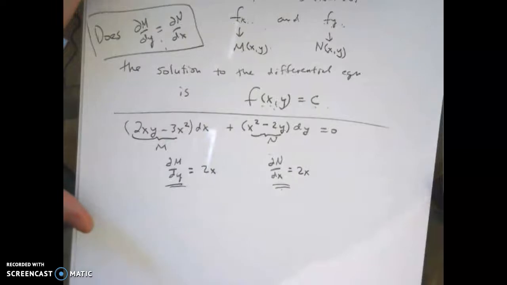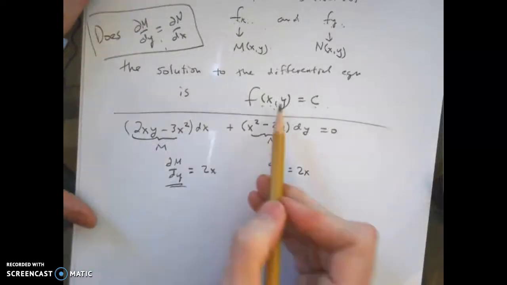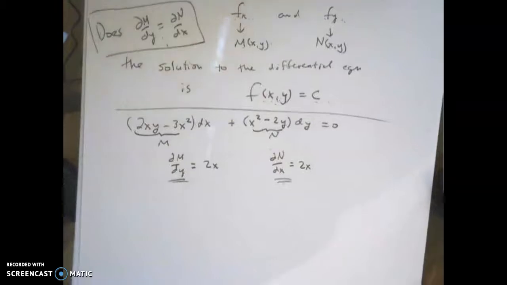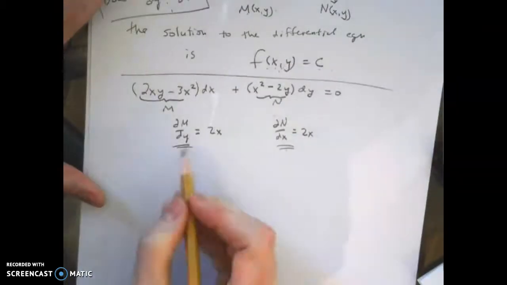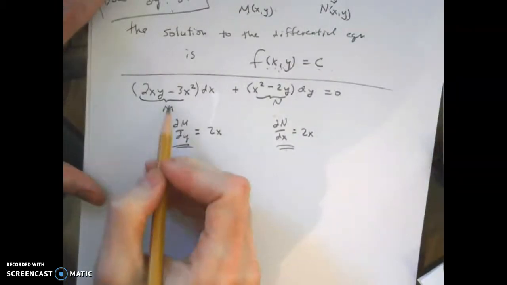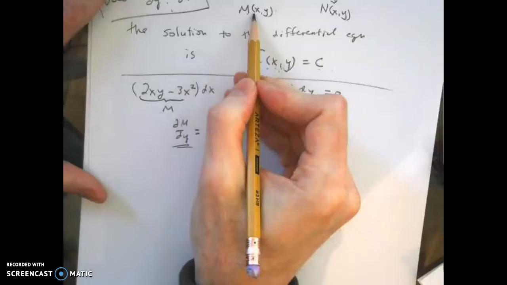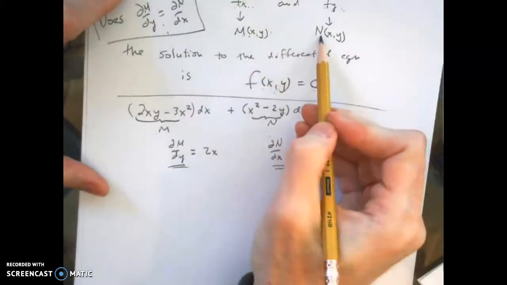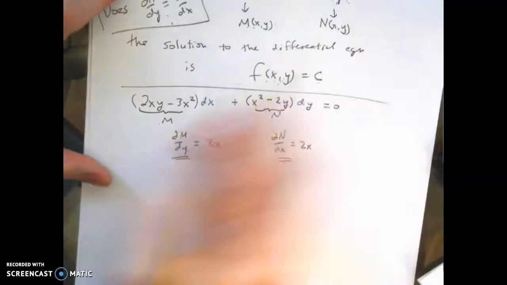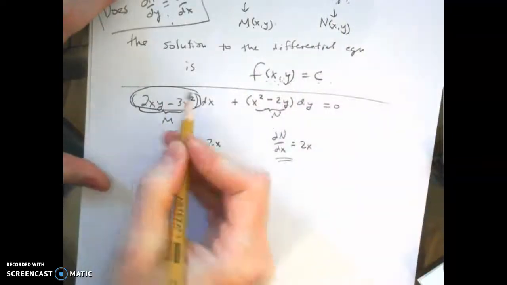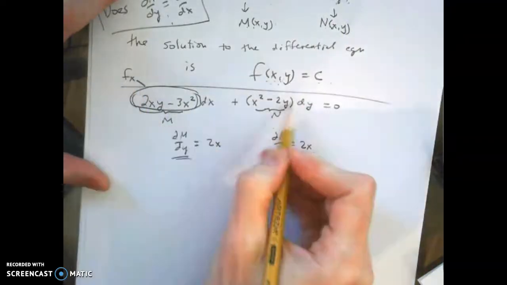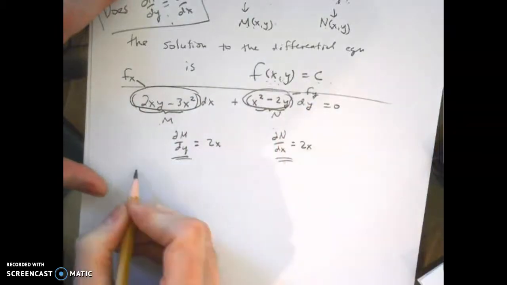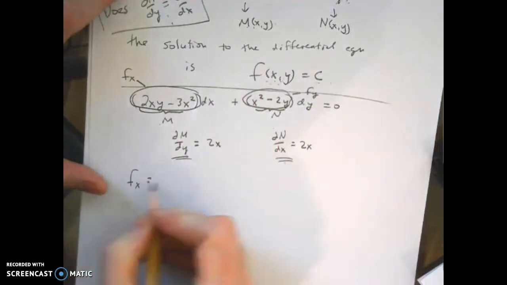This is exact, so since this is exact, we basically have to find this potential function and set it equal to our constant. Okay. So if this is true, we know that this M, like we set up here, is an x derivative of some potential function, and this N is a y derivative of some potential function. So this thing is an f_x, and this thing is an f_y for some potential function.